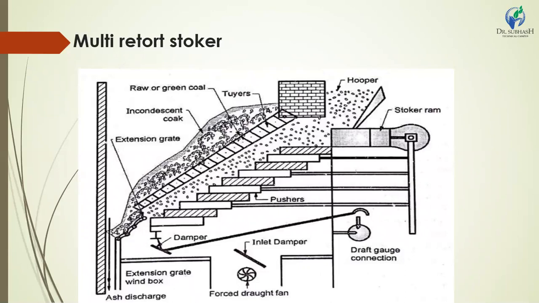Each retort is fitted with a reciprocating ram for feeding, and pusher plates for uniform distribution of coal. The coal falling from the hopper is pushed forward during the inward stroke of the stoker ram. The pushers then push the entire coal along the length of the stoker. The length of the stroke can be varied as desired.